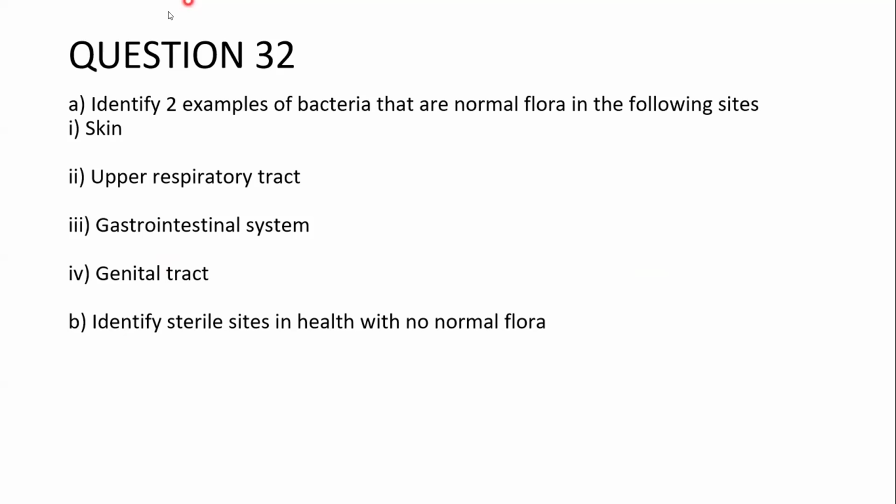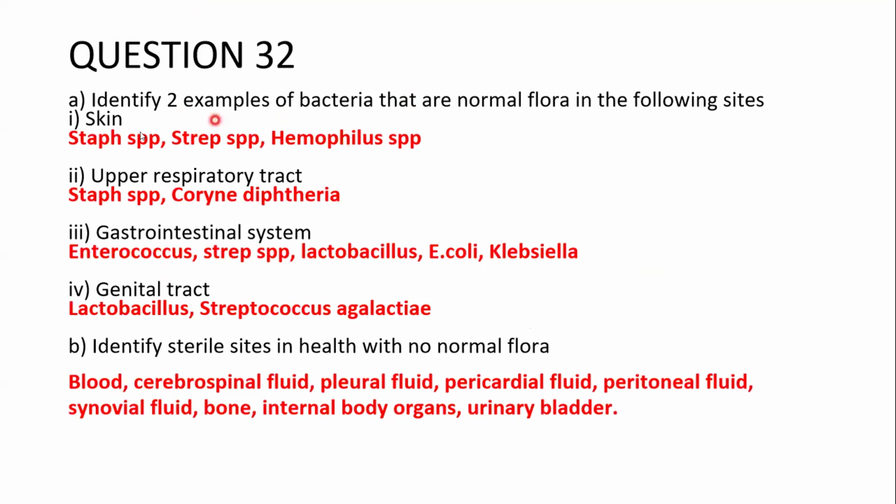Staphylococcus aureus, yeah. Staphylococcus aureus on the skin, strep species. Staphylococcus epidermidis is found on the skin. Strep, Haemophilus. We have upper respiratory tract: staph, Corynebacteria. GI: Enterococcus, strep, Lactobacillus, E. coli, Klebsiella. This is the GI tract, then this is the genital tract: Lactobacillus, Streptococcus agalactiae. Then sterile sites is where you expect no bacteria.